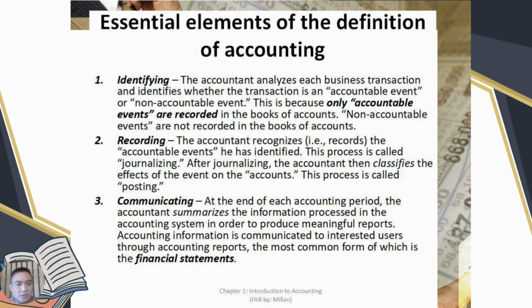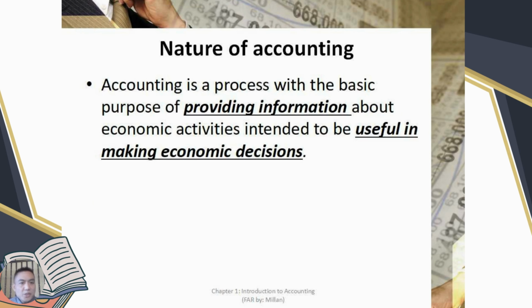Communicating: at the end of each accounting period, the accountant summarizes the information processed in the accounting system in order to produce meaningful reports. Accounting information is communicated to interested users through accounting reports, the most common form of which is the financial statement. So our outputs, by processing the different transactions, will be the financial statements, which can be useful to the different decision makers.